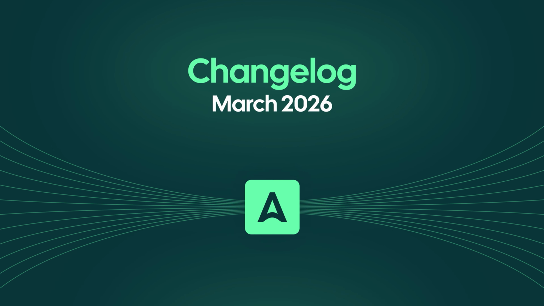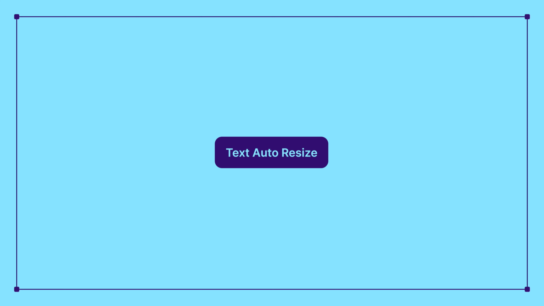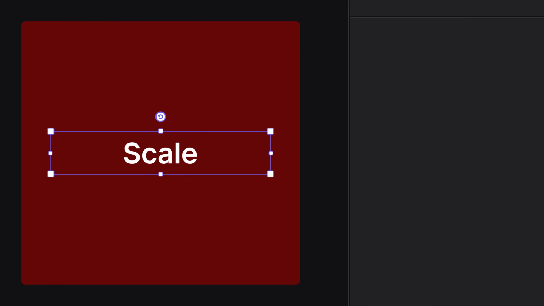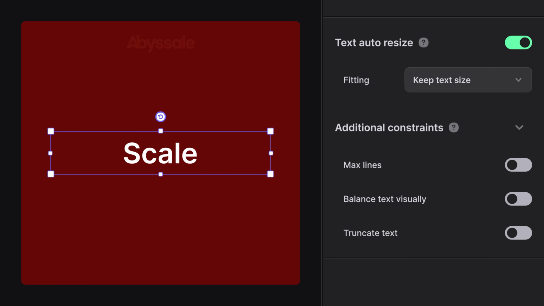Hi everyone! This March, we focused our efforts on the editor, with updates that make your workflow smoother, your layouts more precise, and your imports faster. Let's start with Automatic Text Resizing. This feature already existed, but it was quite limited. You can now choose how your text reacts to its container size during generation.